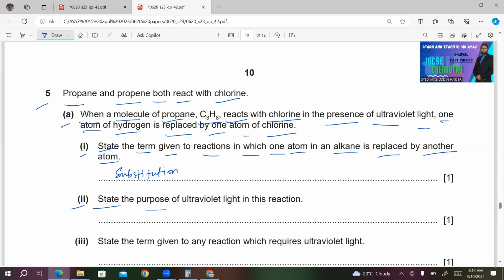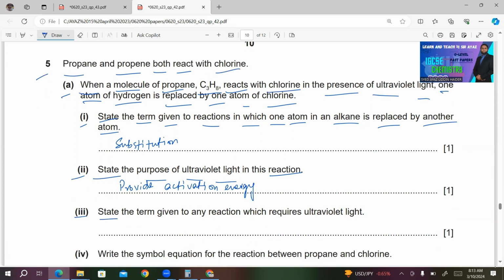Number two, state the purpose of ultraviolet light. It provides activation energy. Number three, state the term given to any reaction which requires ultraviolet light. We call it a photochemical reaction, a reaction catalyzed by light, photochemical reaction.